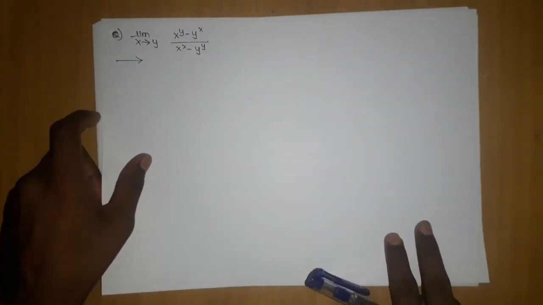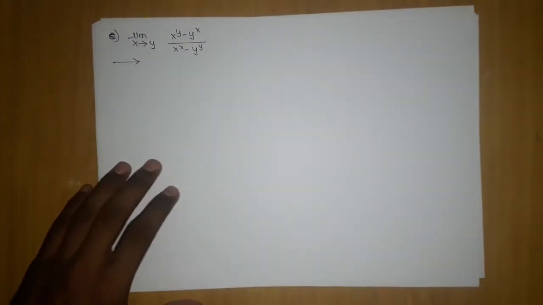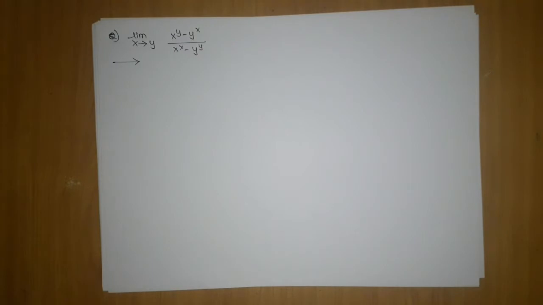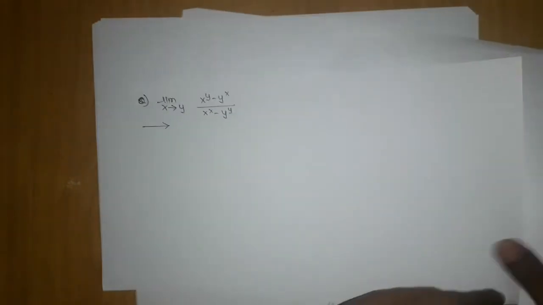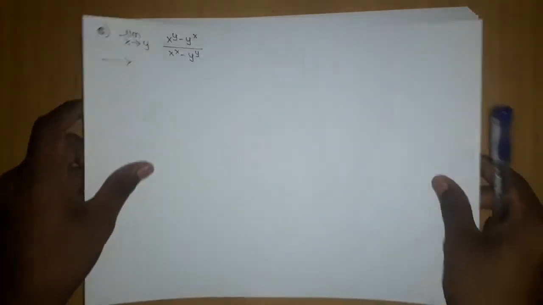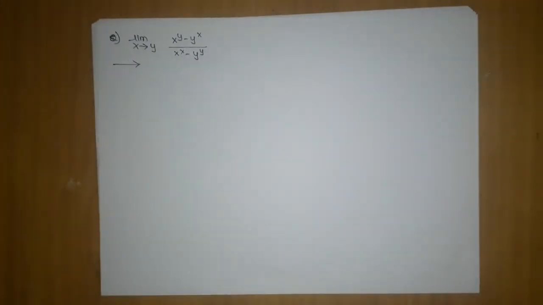The next question is as follows. We are going to solve this question, but before that, let me get the pages. The question is: limit x tends to y, x power y minus y power x upon x power x minus y power y.